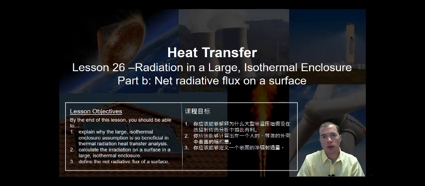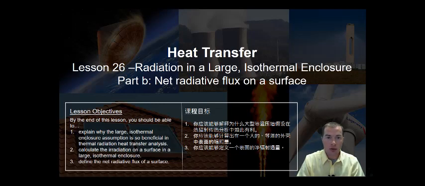This is the second part of Lesson 26 in Heat Transfer. In Lesson 26, we will discuss thermal radiation heat transfer in a large isothermal enclosure. The concept of a large isothermal enclosure is a critical one when analyzing thermal radiation heat transfer problems, including that of the concentrated solar receiver wall.